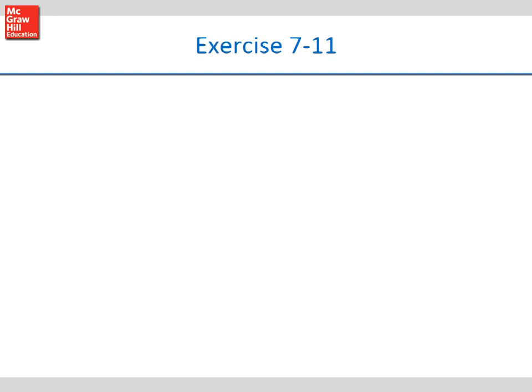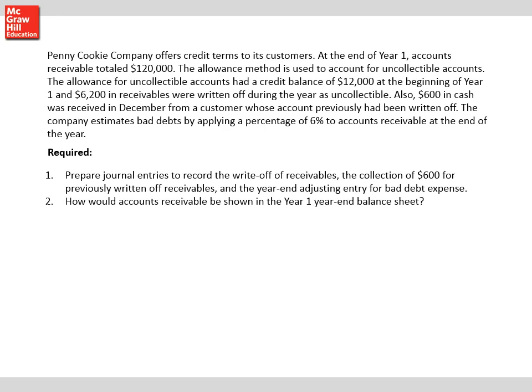Exercise 7-11. Penny Cookie Company offers credit terms to its customers. At the end of year one, accounts receivable totaled $120,000. The allowance method is used to account for uncollectible accounts. So that means they estimate bad debt expense each year. We just have to see which method they use to estimate. The allowance for uncollectible accounts, which is a contra account to accounts receivable, has a credit balance of $12,000 at the beginning of year one.